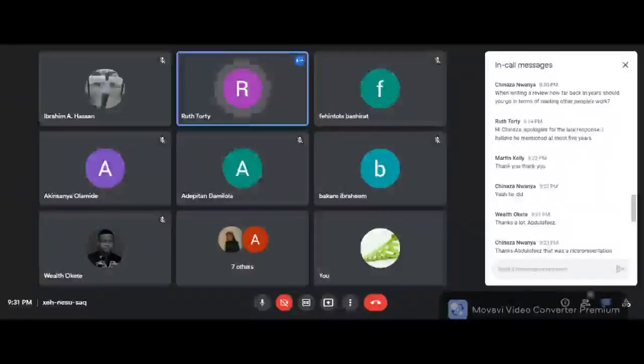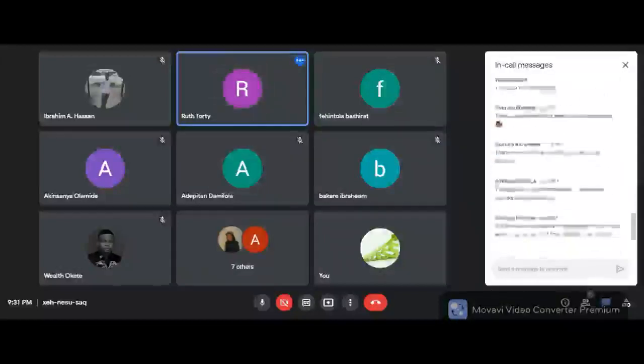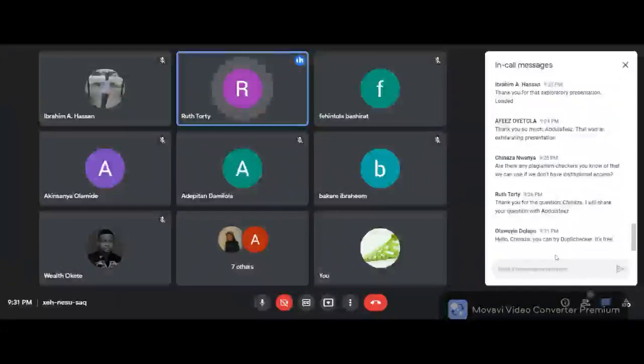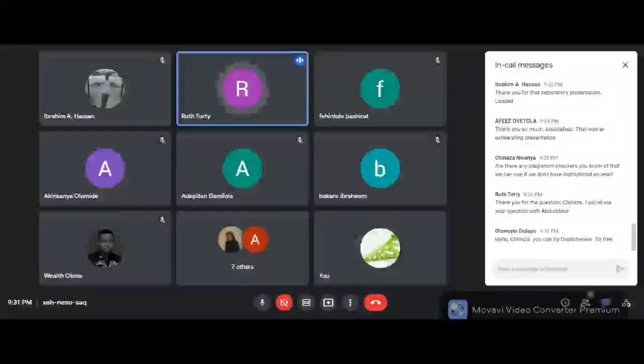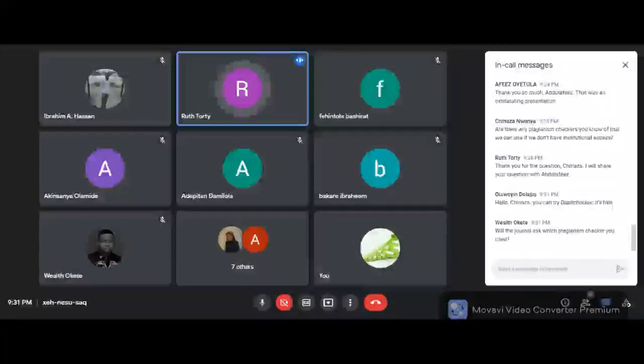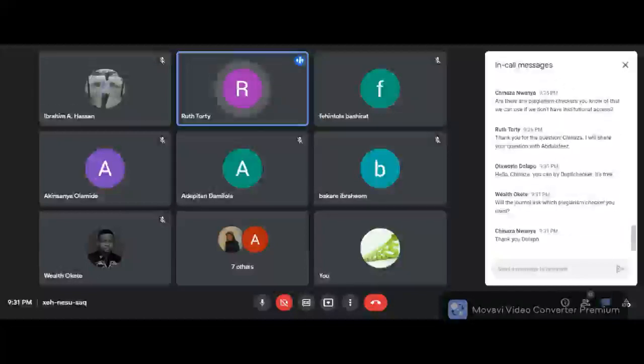Okay, thank you, Abdulafeez. So just throwing that open to the floor now. Dolapo said we can check Dupli Checker, duplicate checker. So Chinaza, I think you can also try that out, and it's something anybody can note. Okay, Wealth is asking, will the journal ask about the plagiarism checker that you used?